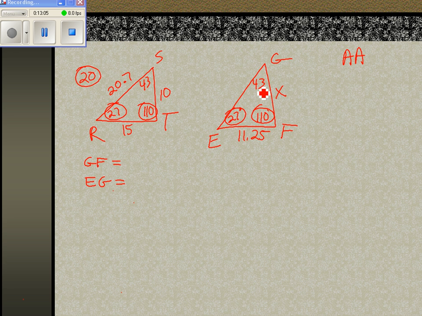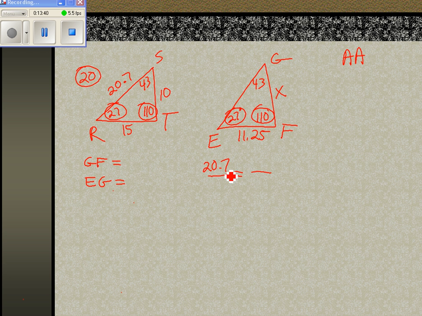We match them up, make sure you match up the two triangles. So here R matches up to E, T matches up to F, S matches up to G, and when you match up the segments to set up a proportion, make sure you're matching them up correctly. Pick a side in triangle RST, over here by the 20. RS is 20.7. So I put that on top. What's it match up to on the other side?